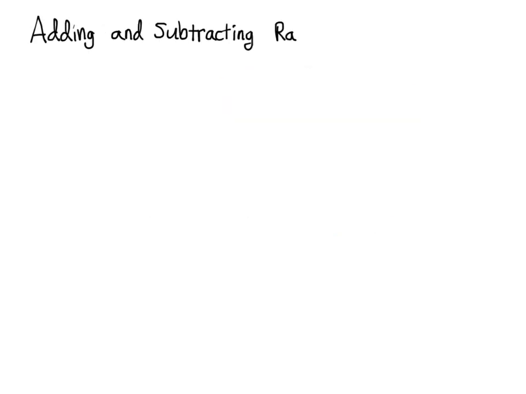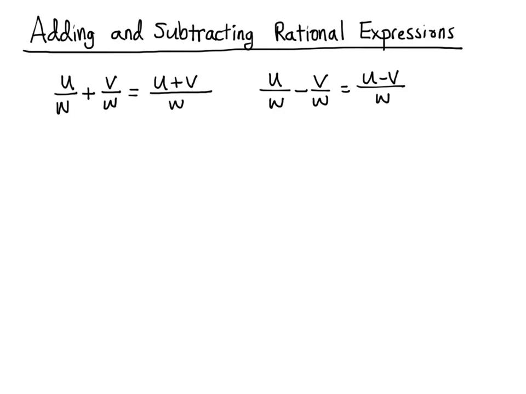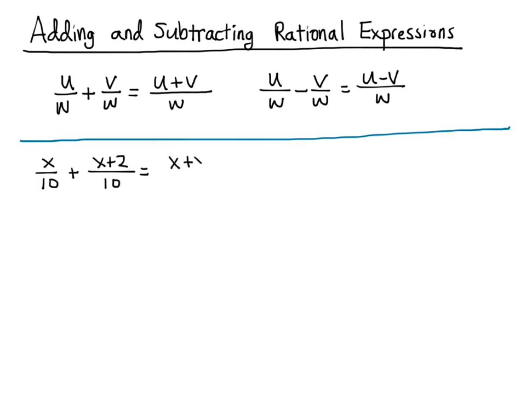Okay, so let's talk about adding and subtracting rational expressions here. Now, with my same definitions of what u, v, and w are, if we're adding two rational expressions with the same denominator, we just add the numerators and keep the same denominator. Same thing with subtraction. If we have the same denominator, we keep the denominator and subtract the numerators. Okay, so we'll jump right in here.